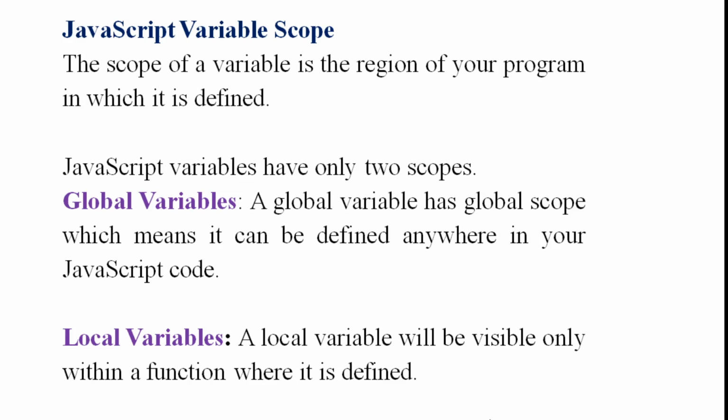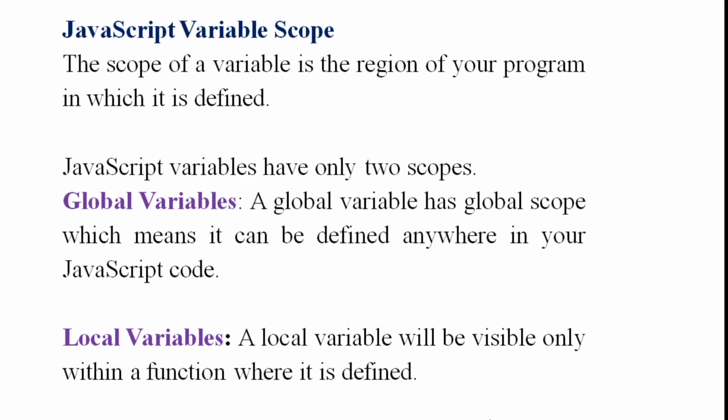JavaScript variable scope. In which area can we access the variables? How do we access these variables? In which regions do we access these variables? This is called the scope of the variable. The scope of a variable is the region of your program in which it is defined. Here we have two scopes. One is global variable and the other one is local variable.